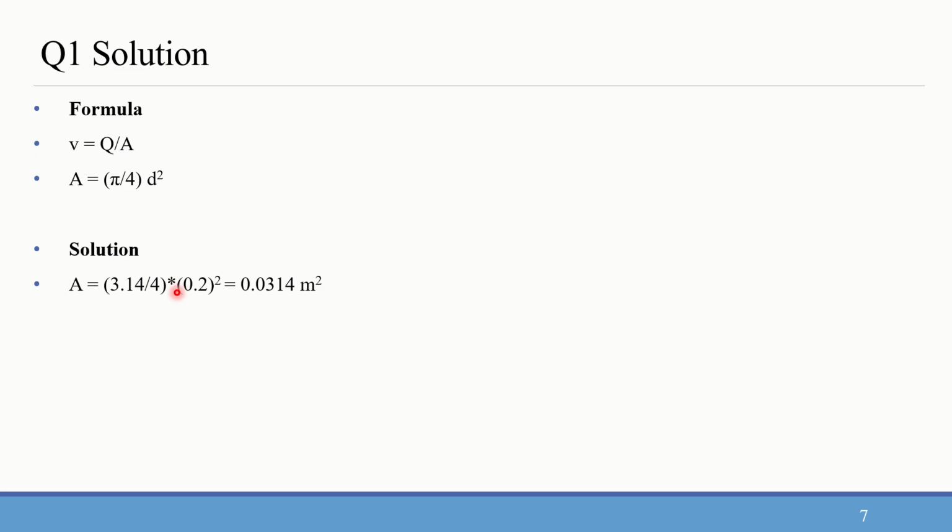So here 0.2 square is 0.04. So 0.04 by 4 is 0.01. 3.14 into 0.01 gives us 0.0314 meter square.